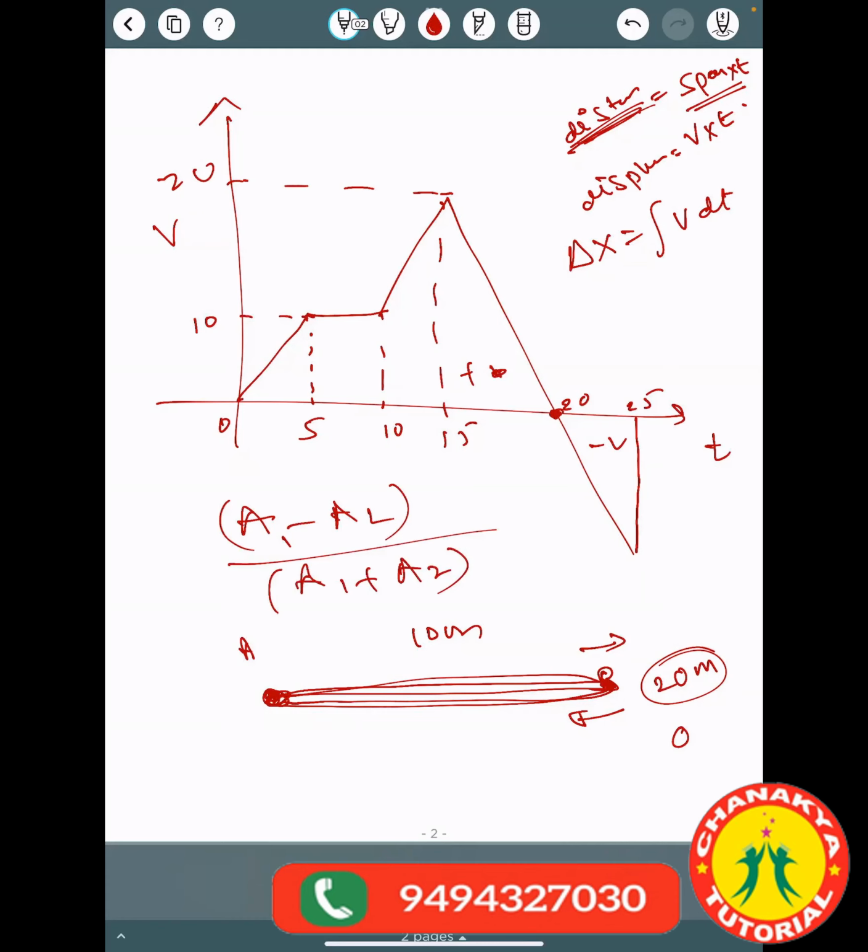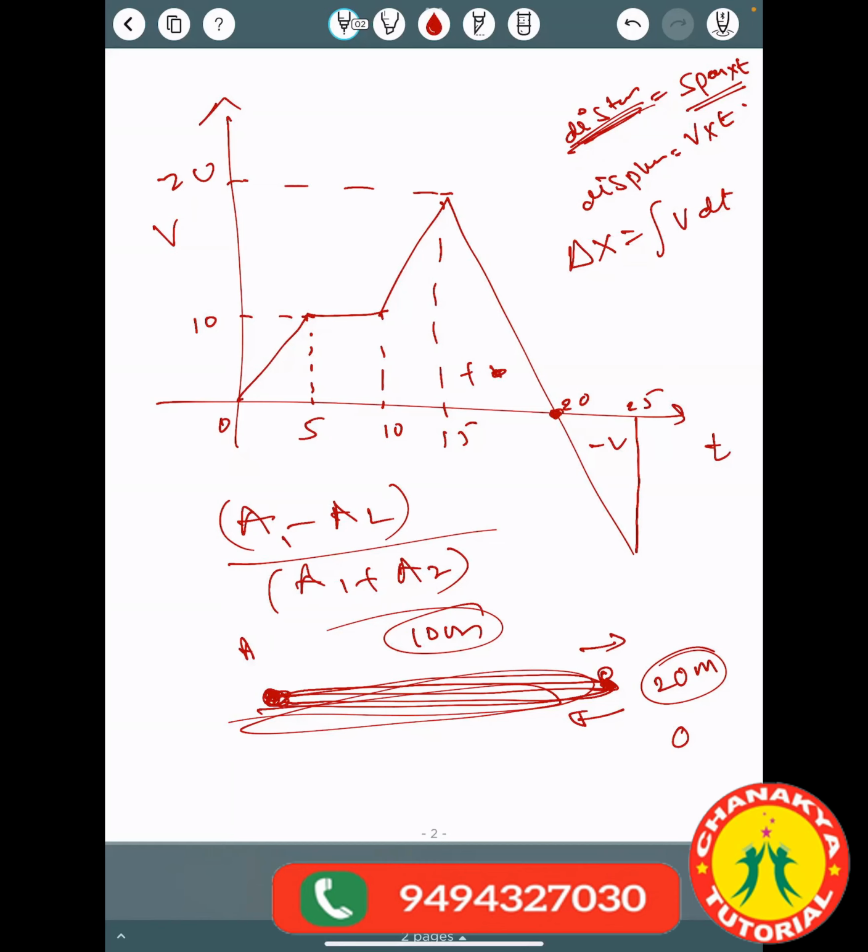In case of distance, we add, right? We add all. But in case of displacement, we need to subtract. Got it? So in case of displacement, we go as it is, positive area, negative area. But in distance, we need to add all the areas, whether they're positive or negative. You can solve now, right?